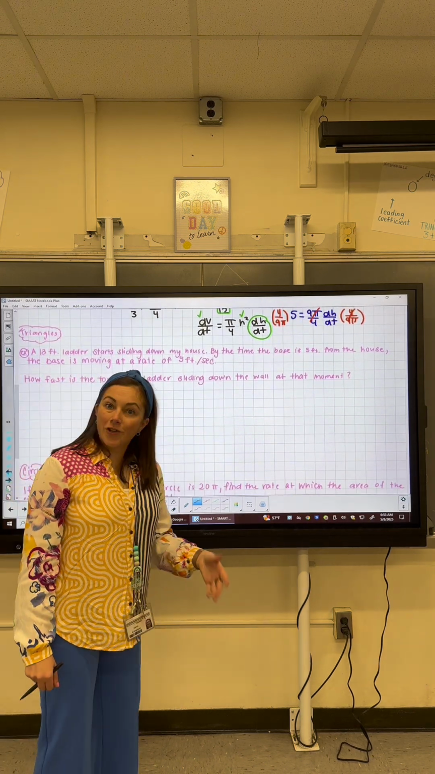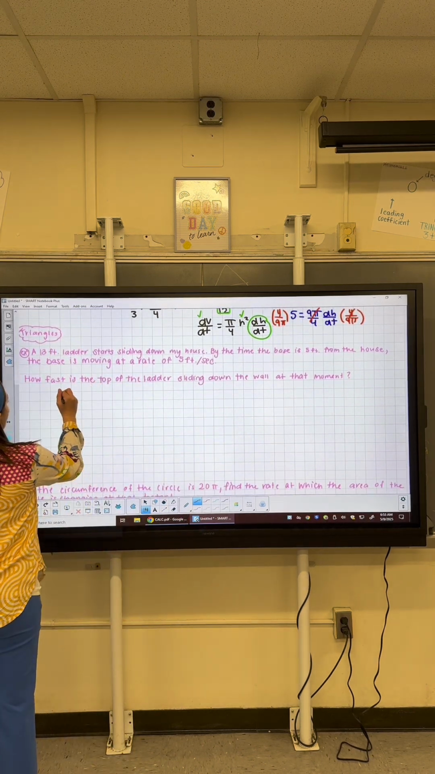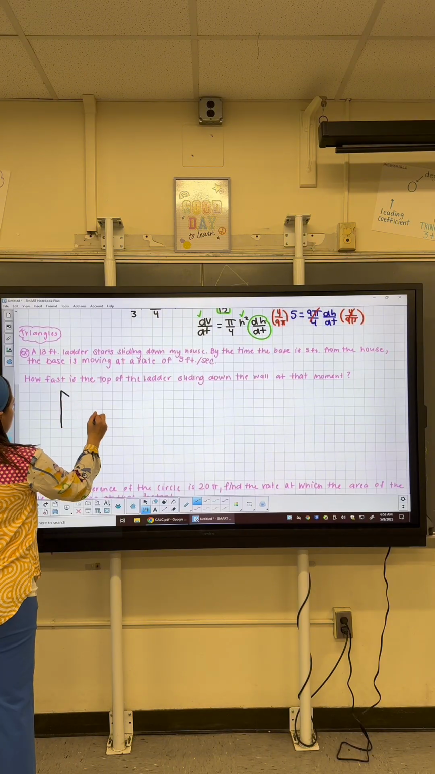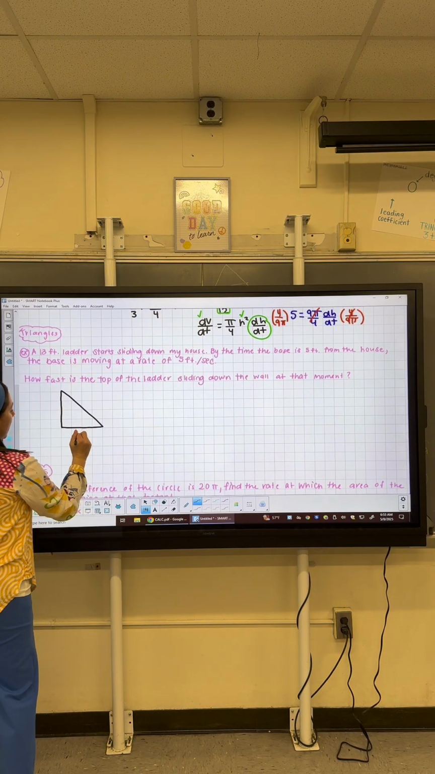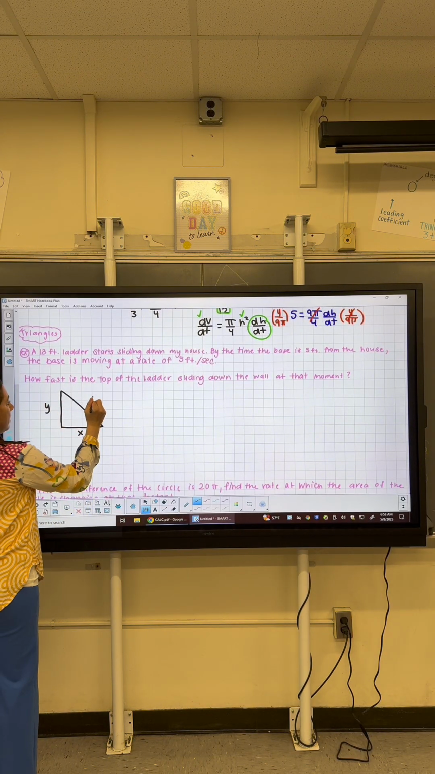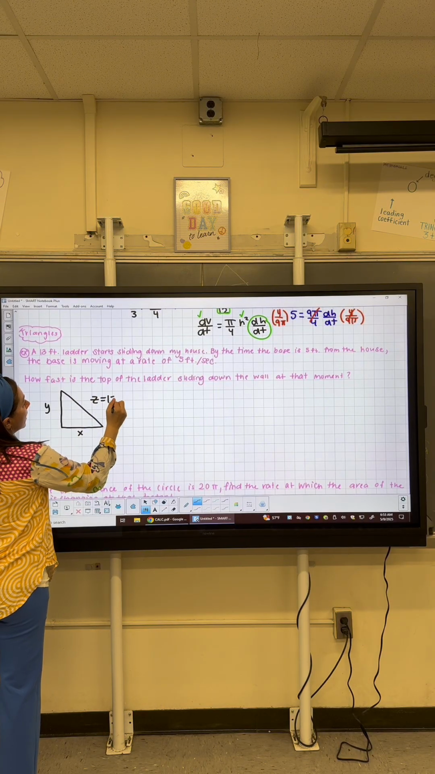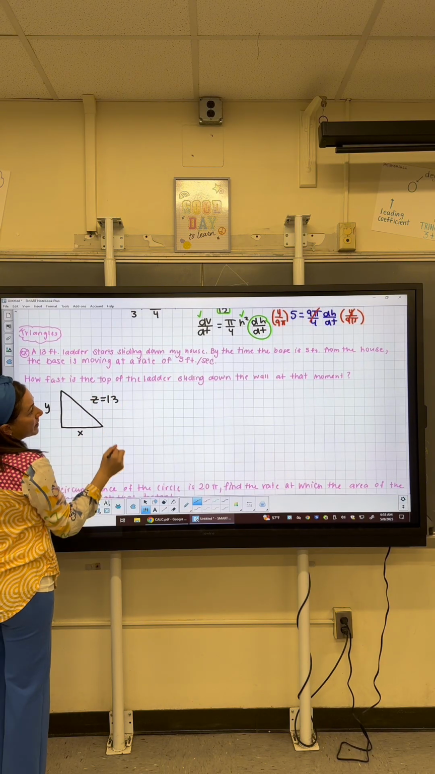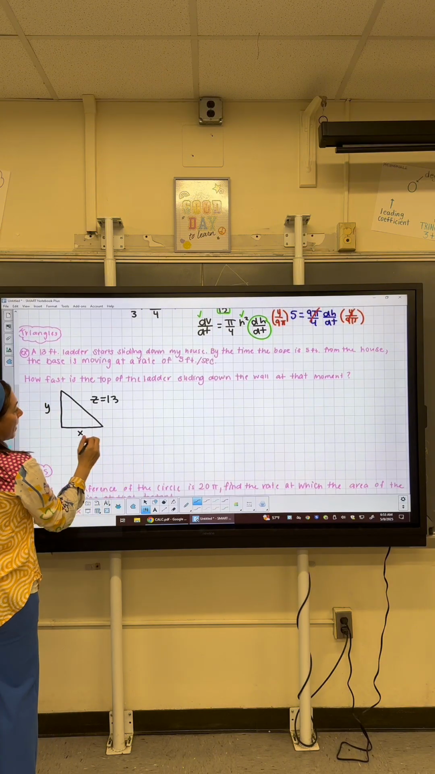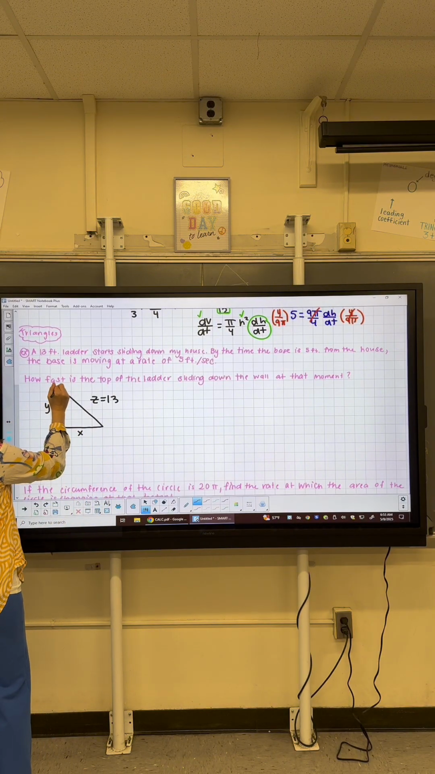Triangles. Love a good triangle. I like to draw a picture for a triangle. I always like to label it X, Y, and Z. And a 13-foot ladder is sliding down my house. By the time the base is 5 feet from my house, so here's my house, guys. My house is over here.